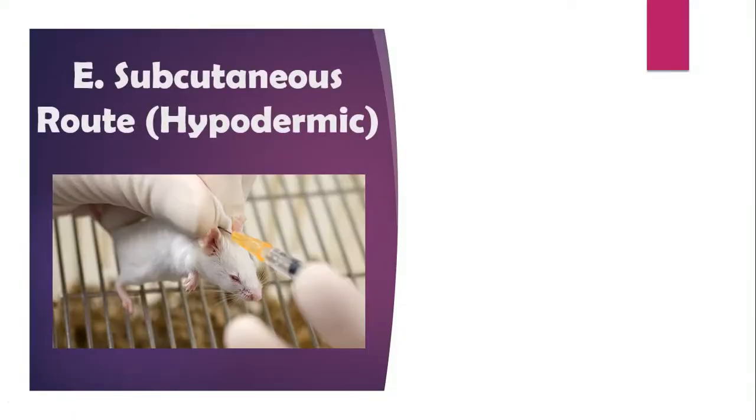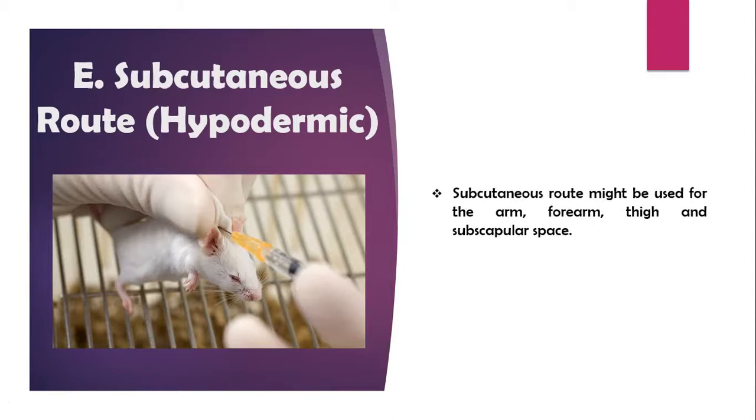The next route in the parenteral route is the subcutaneous route, which is also called the hypodermic. The subcutaneous route might be used for the arm, forearm, thigh and the subscapular space.